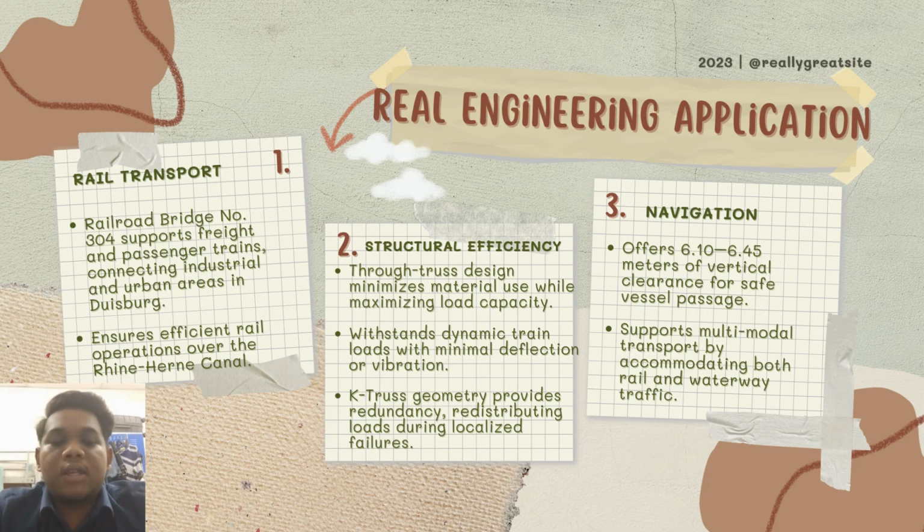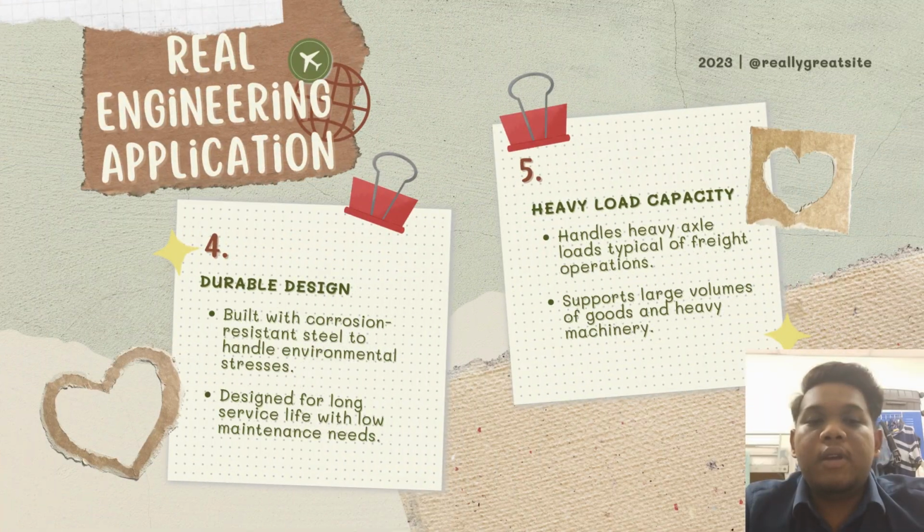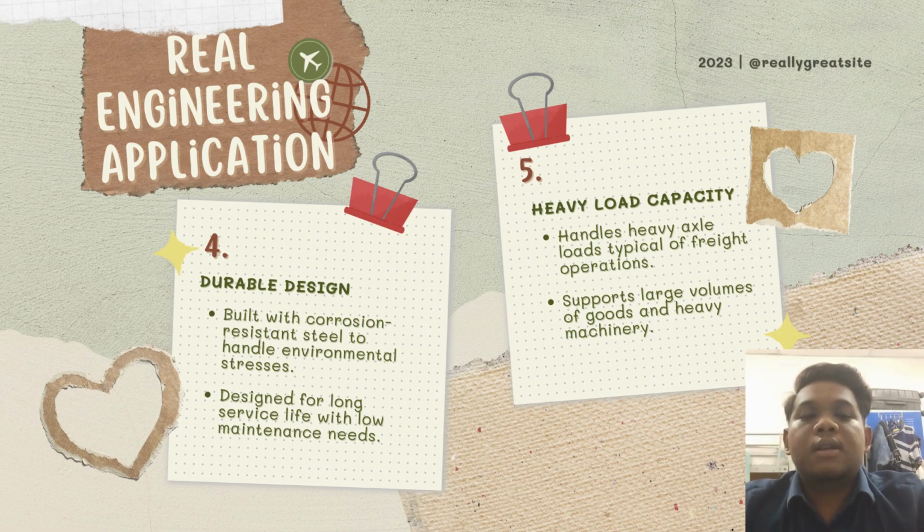Number three is navigation. Offers 6.10 till 6.45 meters of vertical clearance for safe vessel passage. Supports multimodal transport by accommodating both rail and waterway traffic. Number four is durable design. Built with a corrosion-resistant steel to handle environmental stresses. Designed for long service life with low maintenance needs.